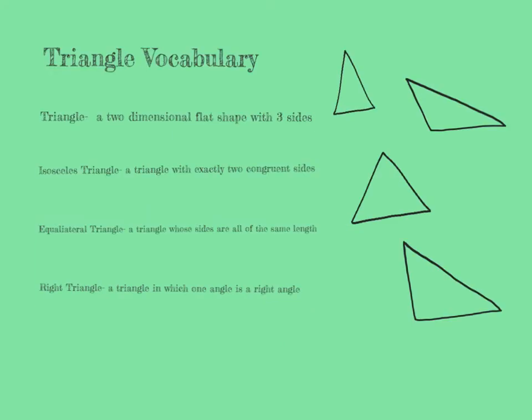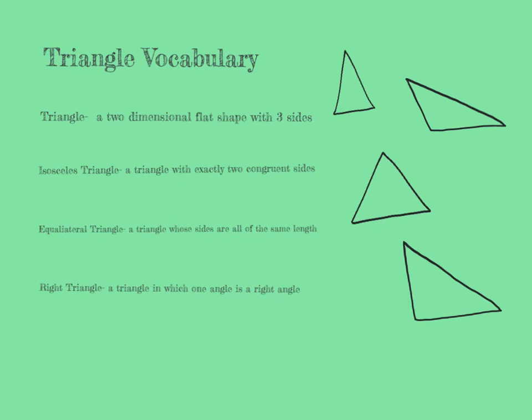Let's also go over triangle vocabulary. First is a triangle, a two-dimensional flat shape with three sides, as you can see over here. Next is the isosceles triangle, which is a triangle with exactly two congruent sides. Next is the equilateral triangle, which is a triangle whose sides are all of the same length. And finally, we have the right triangle, a triangle in which one angle is a right angle. Now, these three triangles are the ones we'll be using today in the examples, but there are also many other types of triangles.